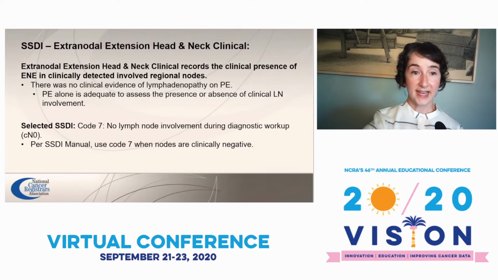Our first SSDI is extranodal extension head and neck clinical, which records the clinical presence of ENE in clinically detected involved regional nodes. But there was no clinical evidence of lymphadenopathy on physical exam, and a physical exam alone is adequate to assess the presence or absence of clinical lymph node involvement. So the selected SSDI code is 7, no lymph node involvement during the diagnostic workup. This SSDI is discussed in the PDF document in more detail.